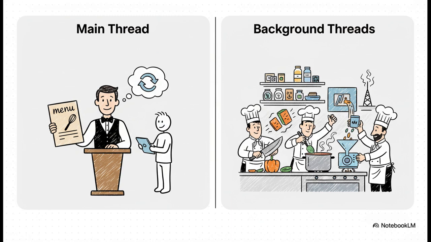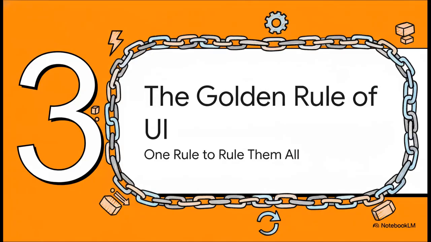Then on the right, you have the background threads. These are your chefs back in the kitchen. They're doing all the hard, time-consuming work like downloading data from the internet or processing a big file. The user never sees them, but they're doing the heavy lifting. This separation is everything. And all of this leads to the one non-negotiable, absolutely golden rule of UI development. Get this one rule right, and you're well on your way to a perfectly responsive app.